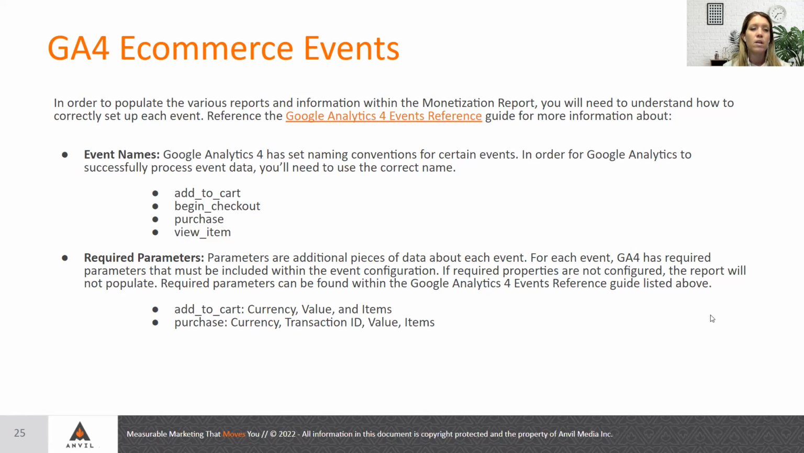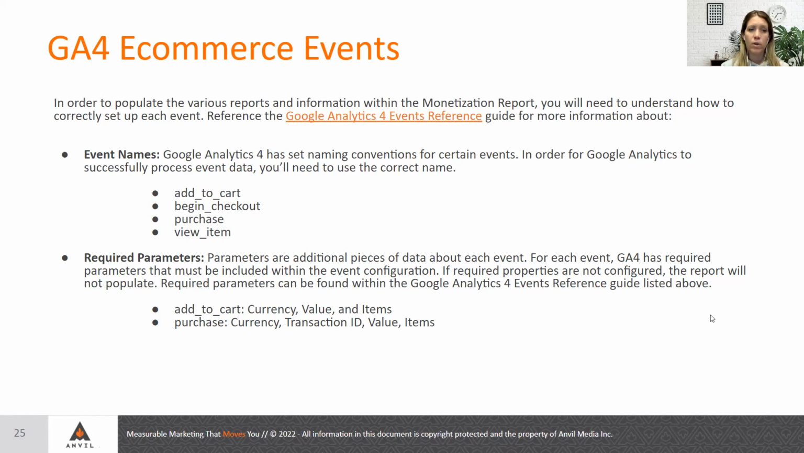But the first thing that's super important, again, are the event names. Each type of event has a specific naming convention. And in order to have these events successfully populate within Google Analytics 4, you'll need to use a correct name. So you'll see with the events we have here, add_to_cart, begin_checkout, purchase, and view_item, those need to appear exactly as they do here within your configuration. So within the add_to_cart event, don't capitalize the A, don't leave out the underscores, things like that. It has to match exactly.